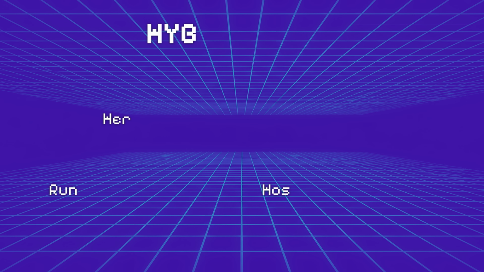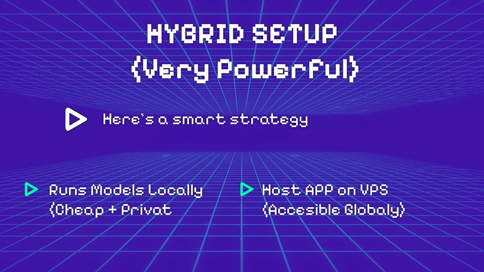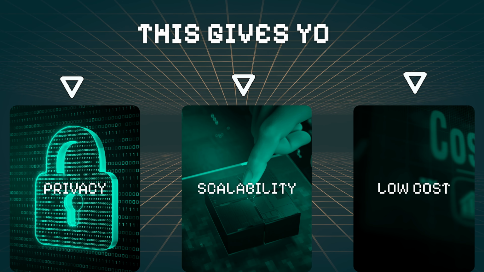Now here's a smart strategy to do this. You can run models locally, which is cheap and private, and you can host your apps on a VPS that you can access globally. You can connect them using tools like Tailscale. This is going to give you privacy, scalability, and low cost.